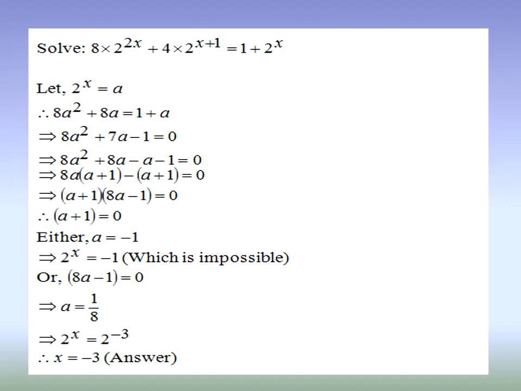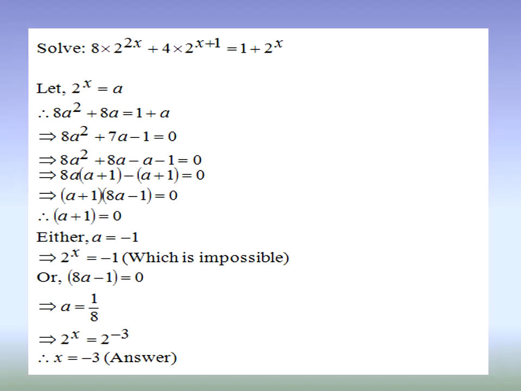Next sum, solve. 8 into 2 to the power x plus 4 into 2 to the power x plus 1 is equal to 1 plus 2 to the power x. From here you have to find the value of x. So first we assume 2 to the power x equal to a. Now if I substitute this value, check 8 into 2 to the power x, which we can write as 2 to the power x whole square, and 2 to the power x plus 1, which you can write as 2 to the power x into 2 to the power 1.